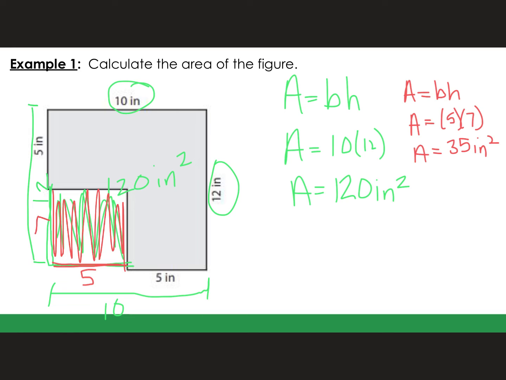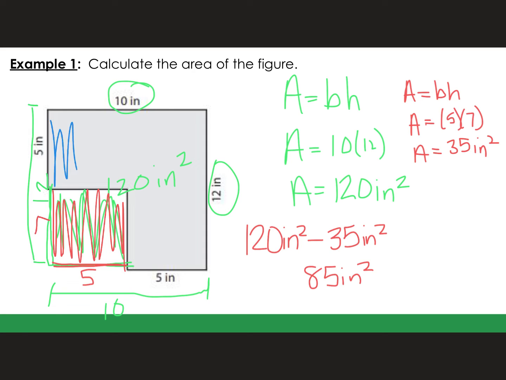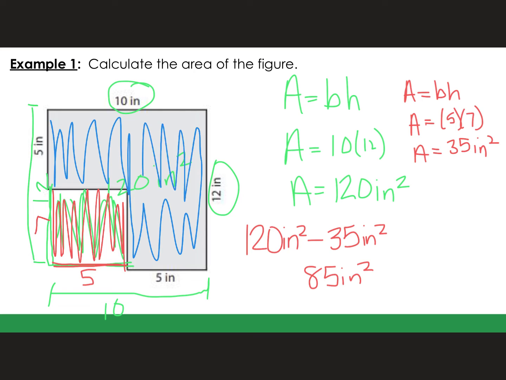So now I have to take the area of the entire rectangle, which is 120 inches squared, and subtract the 35 inches squared. So that will be 85 inches squared. And that is the area of the blue portion. So the shaded portion. And that's what we found.